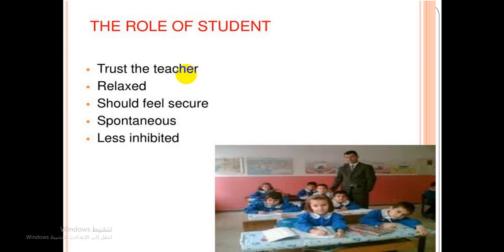It's very important to pay attention to that. If the students trust the teacher, students can feel more comfortable, more secure. If they feel secure, they can be more spontaneous and less inhibited.